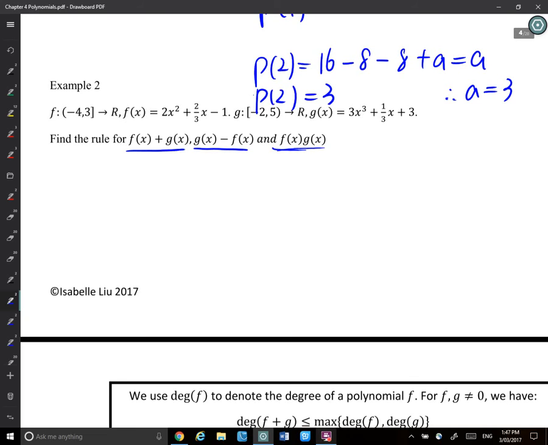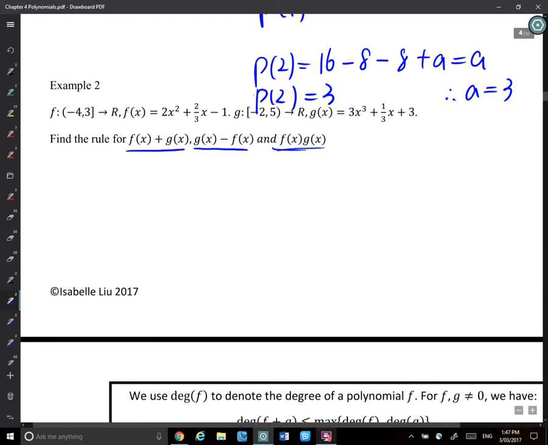One thing is, what should the domain be? You have f(x) and g(x). What's the domain for the sum? Intersection, okay? The domain is the intersection for all of these functions. So your f gives you -4 to 3. I still like to do it this way: -4, -2, and 3, and 5. Those are the endpoints for both.